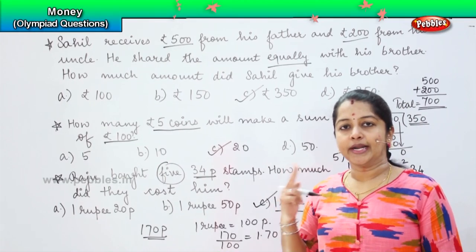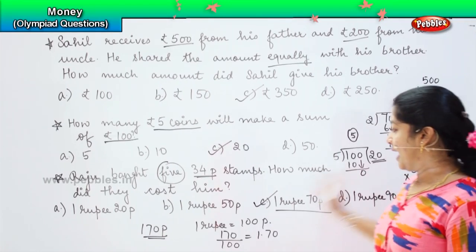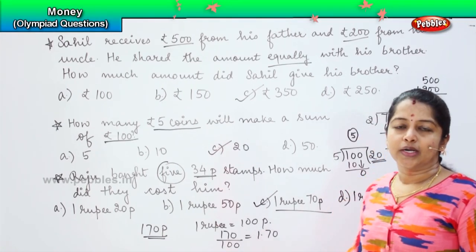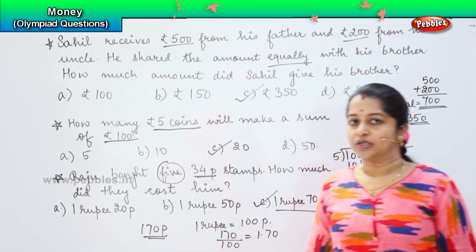So, here again we did 2 operations. The first one was the multiplication to find out the total, and the second one was the division to convert it into rupee and paise. Clear? Shall we move ahead to the next question?